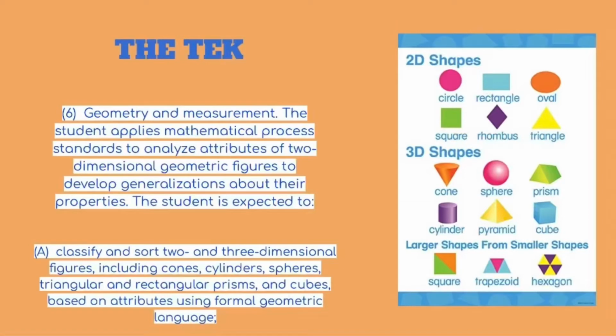The TEK. The TEK I chose to incorporate into this week's journal is the 3rd grade mathematics TEK 6A. 6. Geometry and measurement. The student applies mathematical processes standards to analyze attributes of two-dimensional geometric figures to develop generalizations about their properties. The student is expected to A. Classify and sort two- and three-dimensional figures including cones, cylinders, spheres, triangles, rectangular prisms, and cubes, based on attributes using formal geometric language.